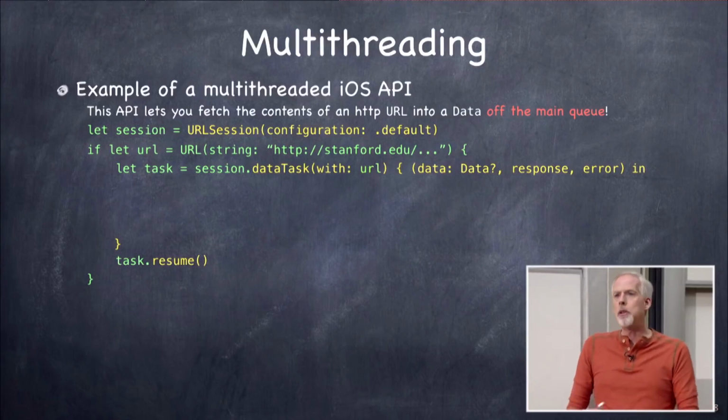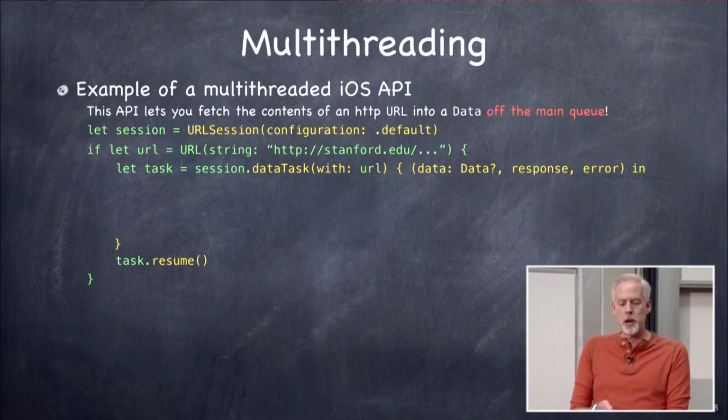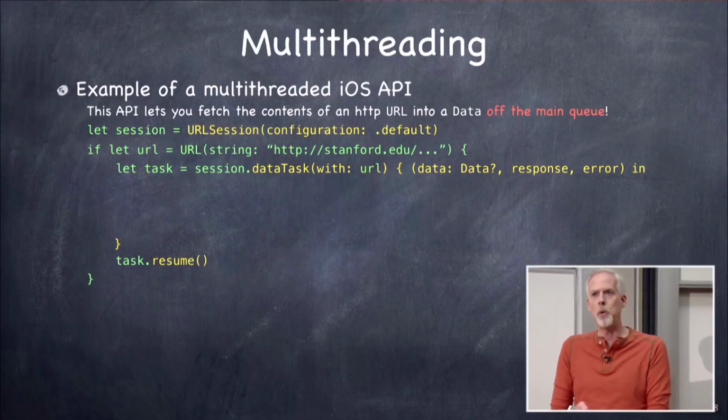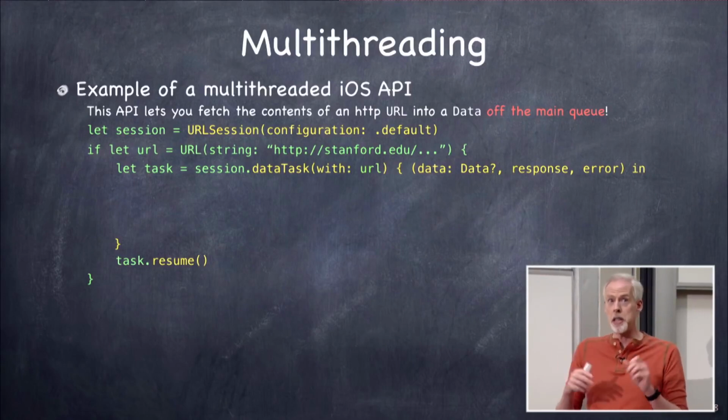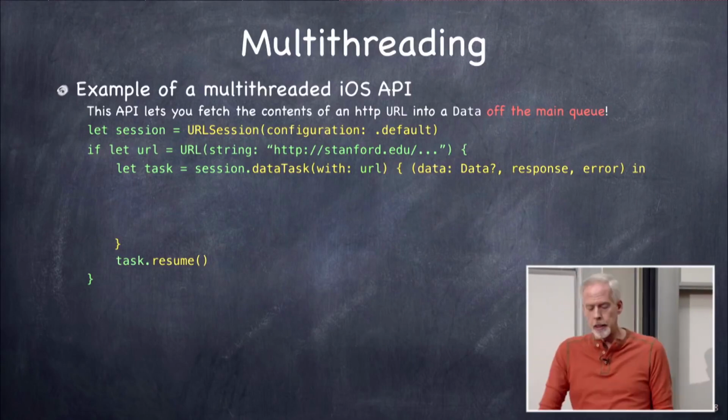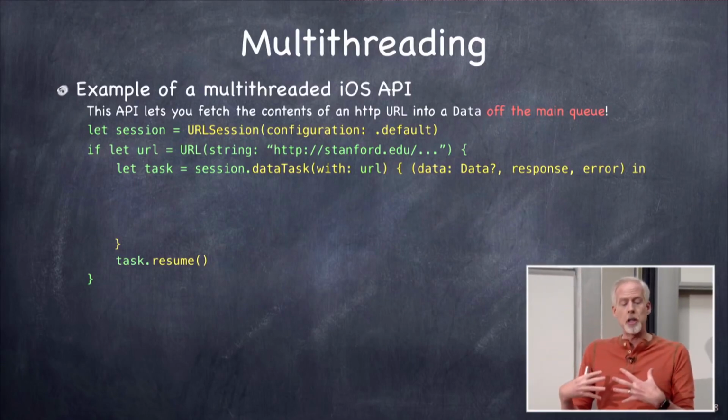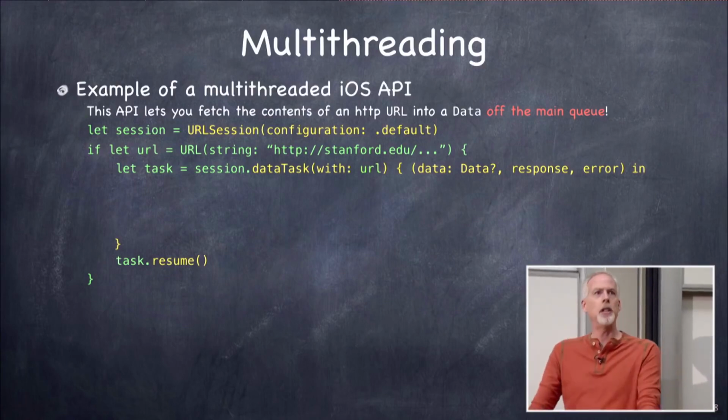Now all you need to do to make it go fetch something is create a URL and call the function on the session called data task with URL. A data task with URL creates what's called a data task, a task to go get some data. It starts out paused, and then the very next line, you almost always say resume, and that starts it going.